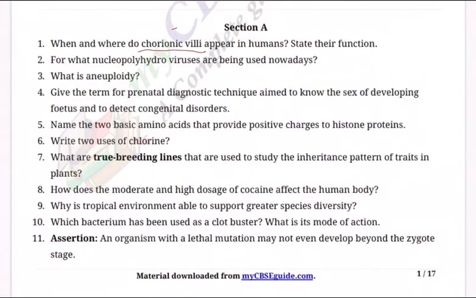Question 7. What are true breeding lines that are used to study the inheritance pattern of traits in plants? Question 8. How does the moderate and high dosage of cocaine affect the human body? Question 9. Why is tropical environment able to support greater species diversity? Next, question 10. Which bacterium has been used as a clot buster? What is its mode of action?